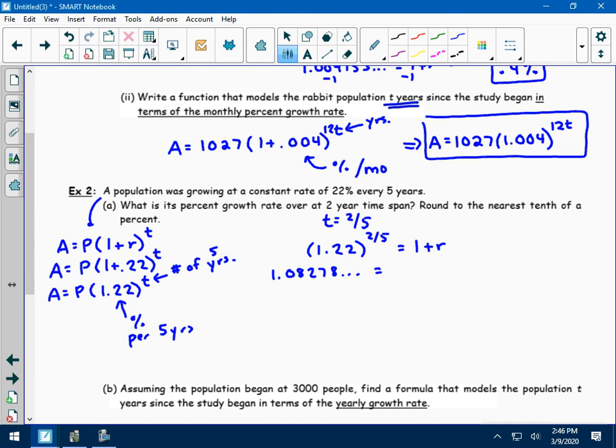Blah, blah, blah, equals 1 plus r. Subtract 1. 0.08278 equals r. So I'm rounding to the nearest tenth of a percent. 8.3% equals r.